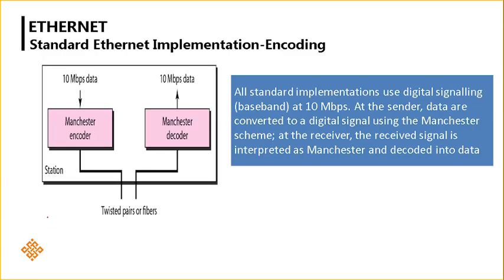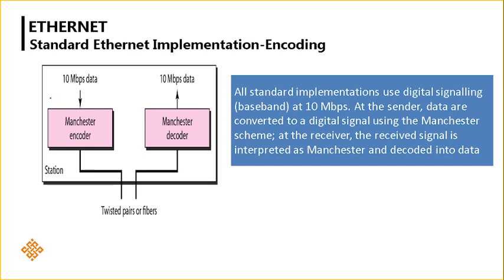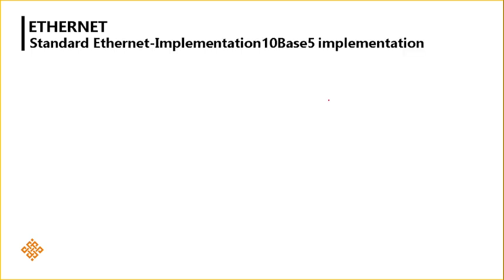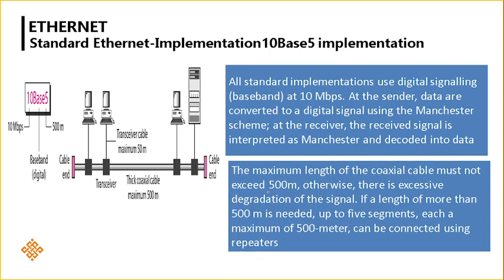So here you can see that 10 Mbps data is coming and it is using the Manchester encoding to convert the digital data into a signal, and again at the receiver side a decoder will be used to convert that digital signal into digital data. As I told you, everything will use the 10 Mbps speed. And the main thing you should note down here is the length of that cable. The maximum length you can use is 500 meters.